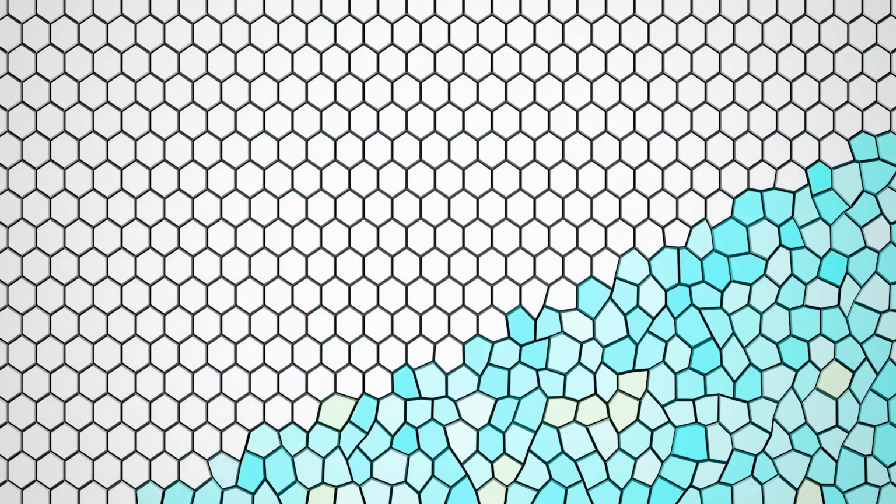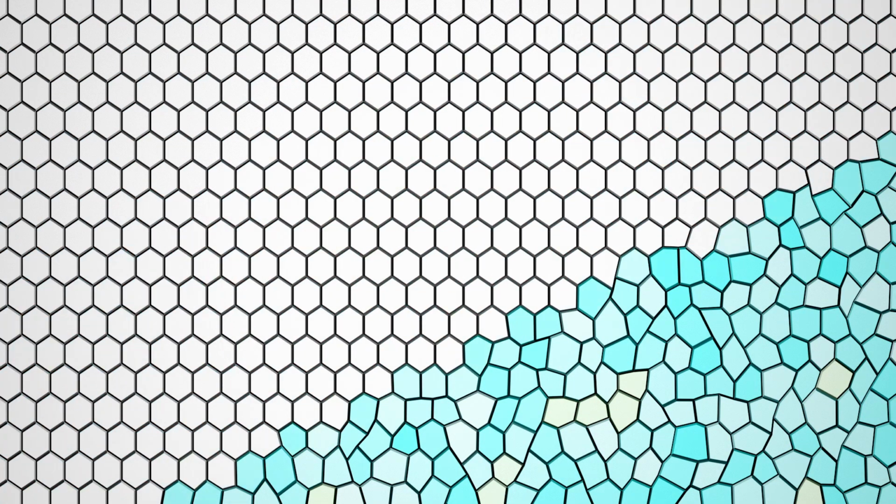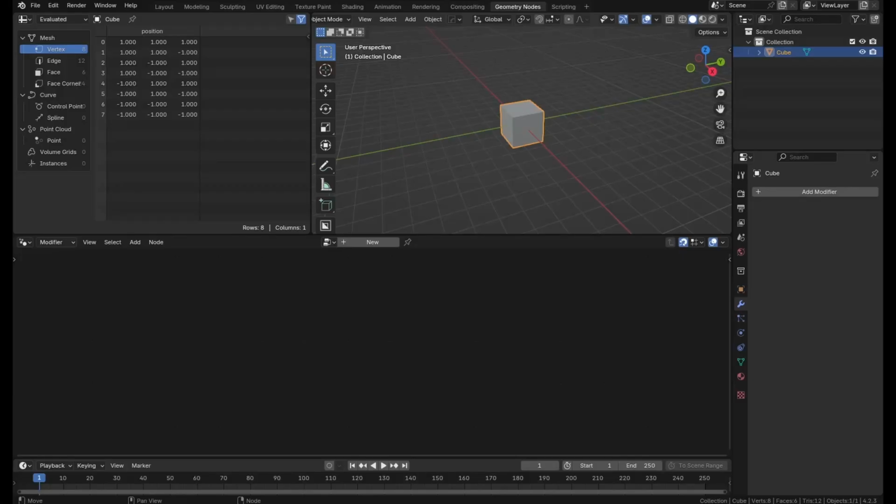Hello. In this tutorial I'll be going over how to create hexagonal grid tiles and convert them into Voronoi shape with Blender's geometry nodes. At the end we'll have created something similar to this. We'll create a new geometry node system.